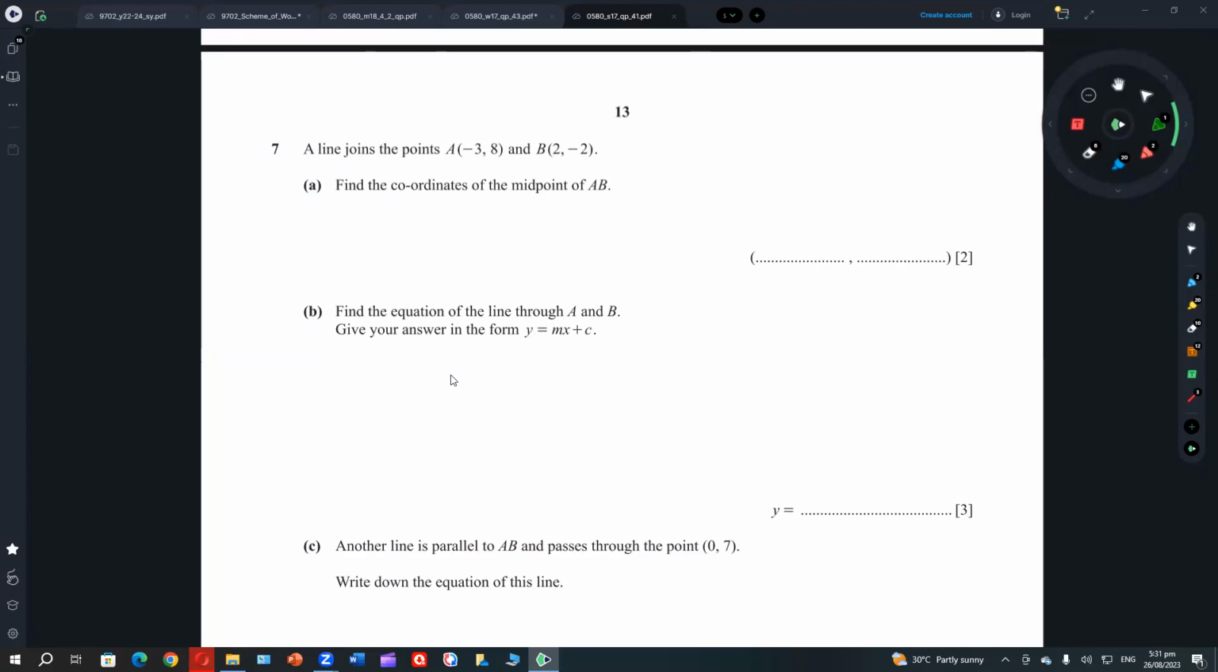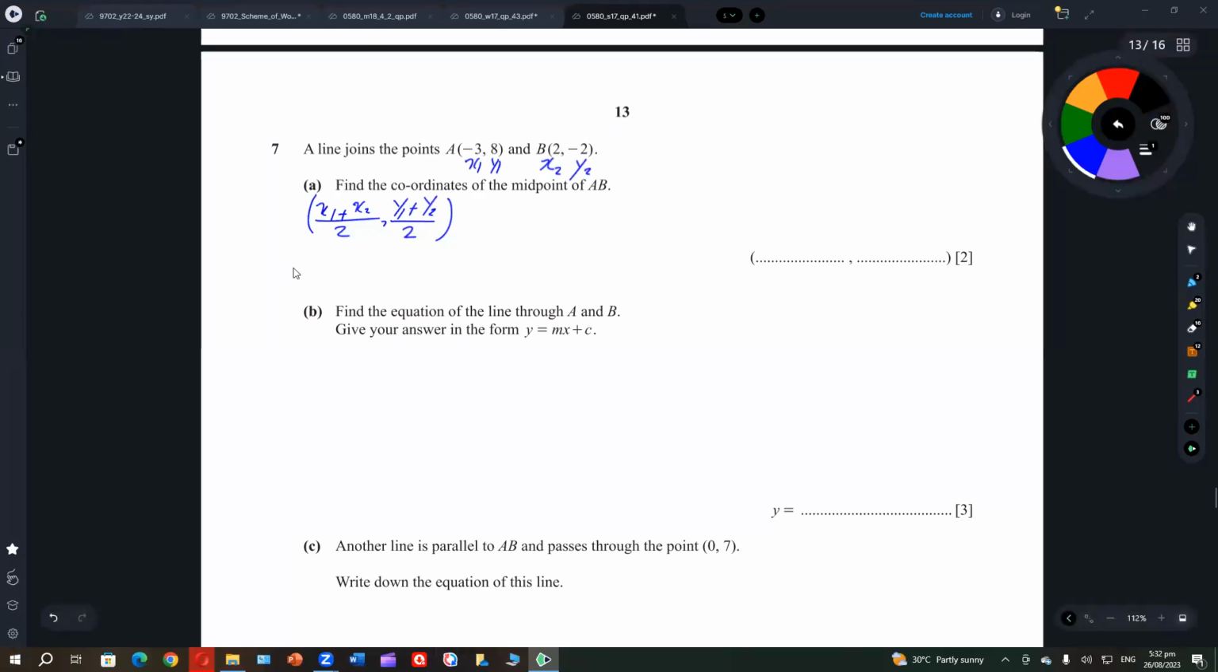Find the coordinates of the midpoint. So you start this question. This first part is looking simple. Midpoint is x1 plus x2 upon 2, y1 plus y2 upon 2. Now solve this question, and I'm just coming.